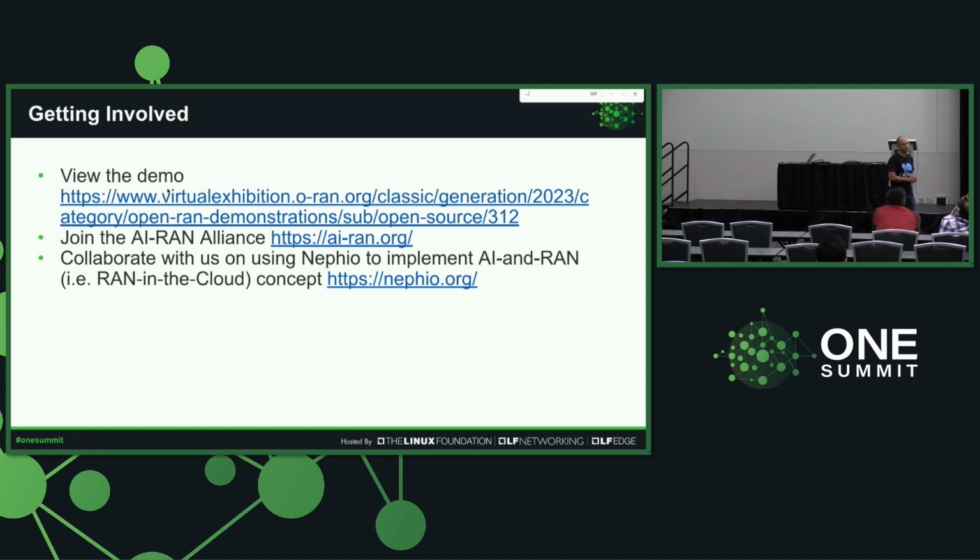There are 2 ways to join. There is something called an AI RAN Alliance, which was launched at the Mobile World Congress by several companies, including NVIDIA, SoftBank, and many others, Microsoft, Amazon. We have actually just applied. General membership just opened. So if this is interesting, please join.